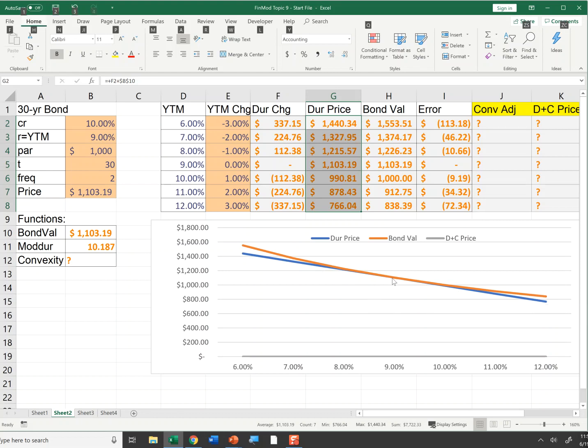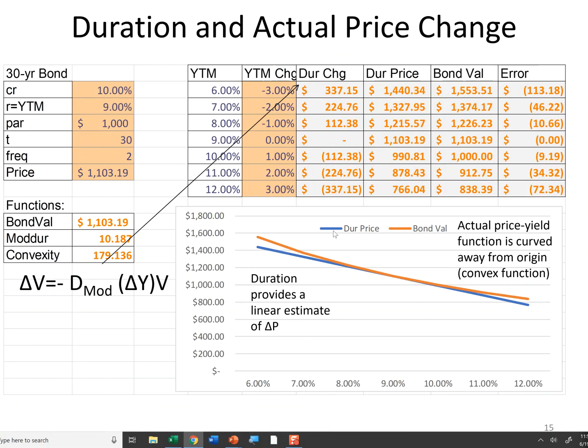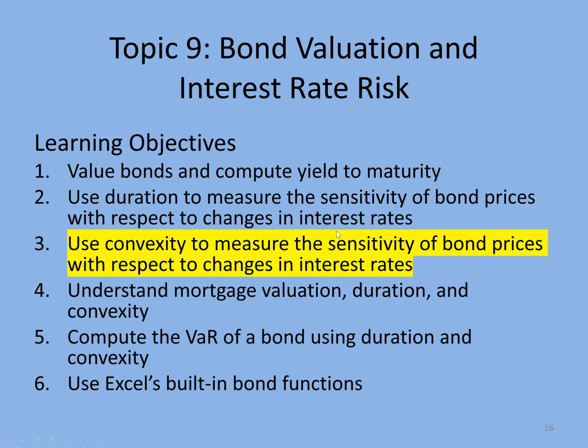However, it does give you a handy way of calculating a quick value change. If someone told me I had a bond with a duration of 10 and rates are down 300 basis points, I'm going to guess a 30% increase in price. So I'm going to guess about $300 and some increase. So it is a handy way of estimating price. So in this topic, we use duration to estimate the sensitivity of bond prices with respect to changes in interest rates. In the next topic, we'll talk more about the convexity.